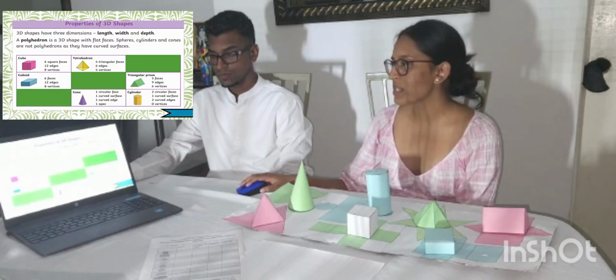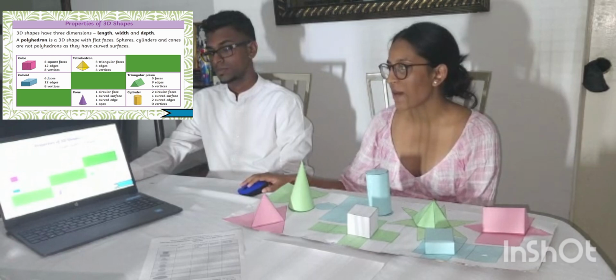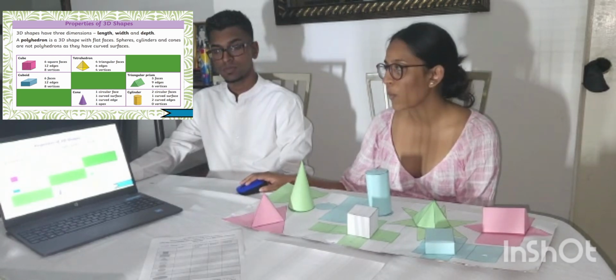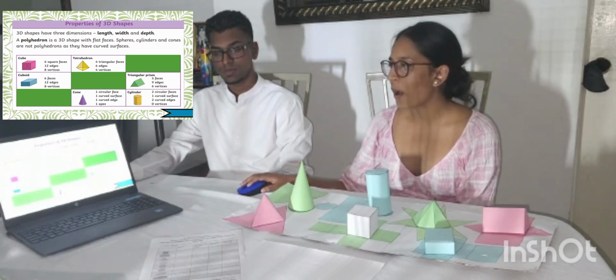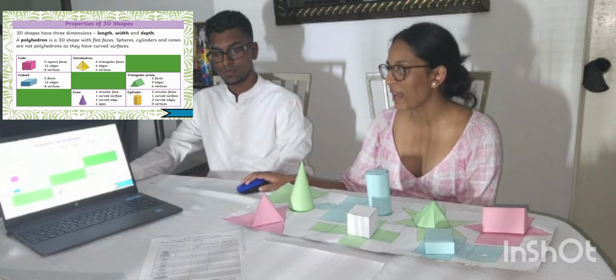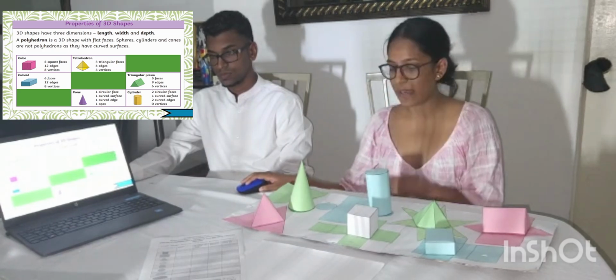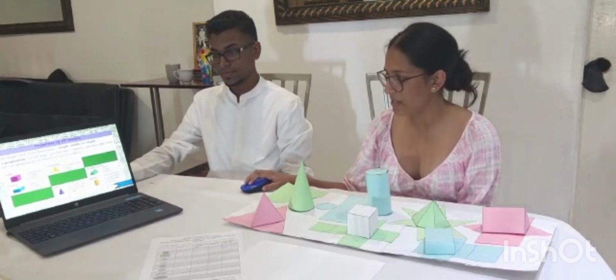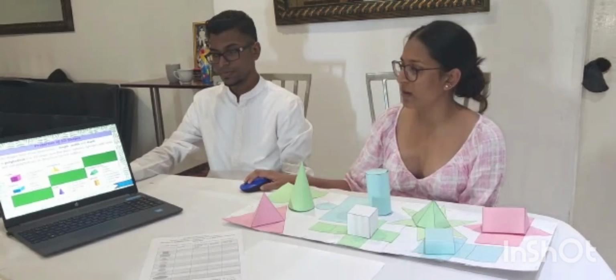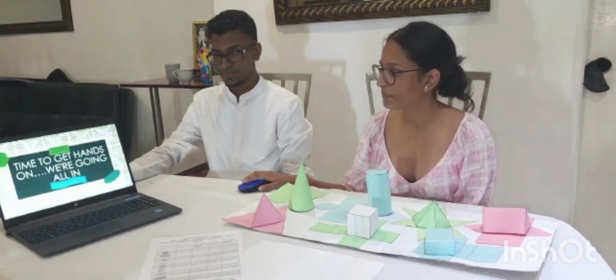There are different properties of 3D shapes. 3D shapes have 3 dimensions: length, width, and depth. A polyhedron is a 3D shape with flat faces. Spheres, cylinders, and cones are not polyhedrons as they have curved surfaces, like this one. A cube has 6 faces, 12 edges, 8 vertices. A cuboid has 6 faces, 12 edges, and 8 vertices. And these are the other 3D objects that will be discussed.